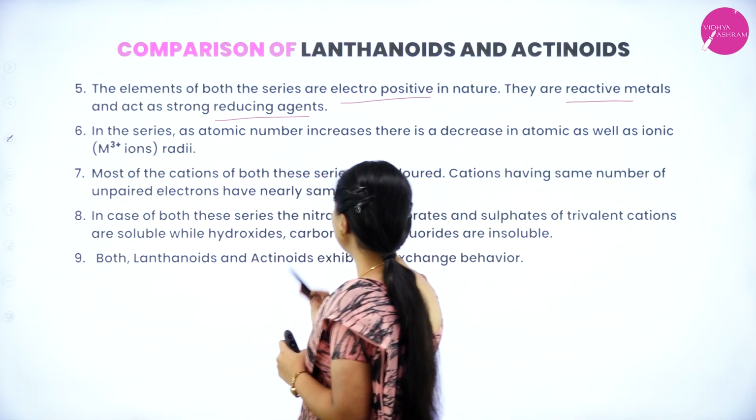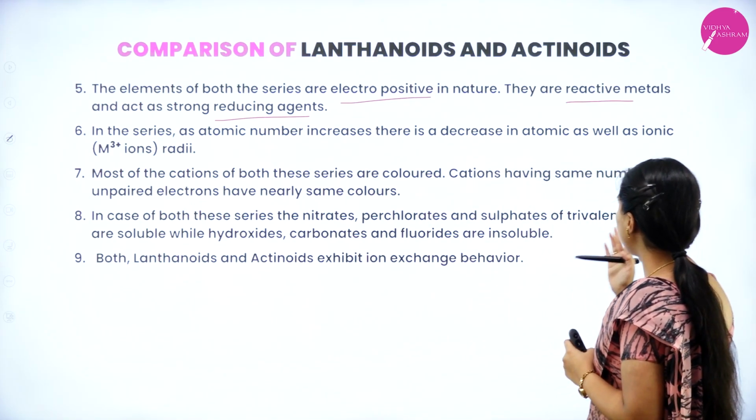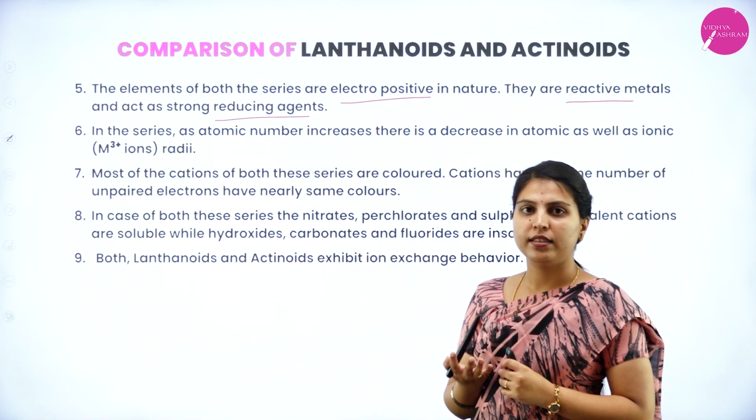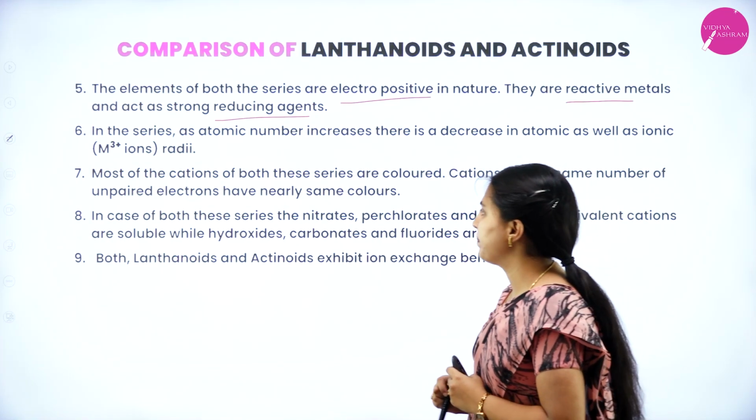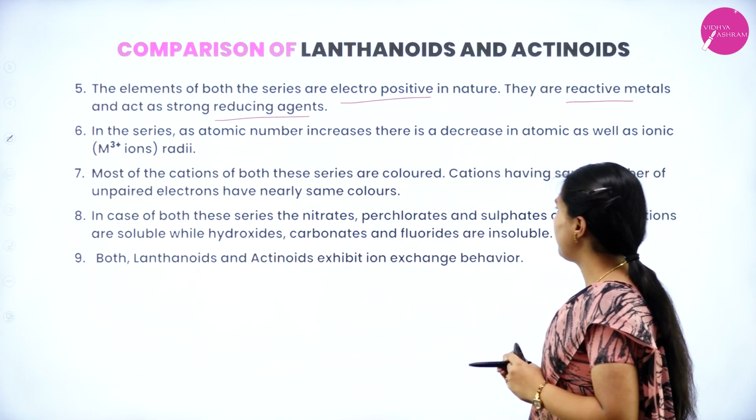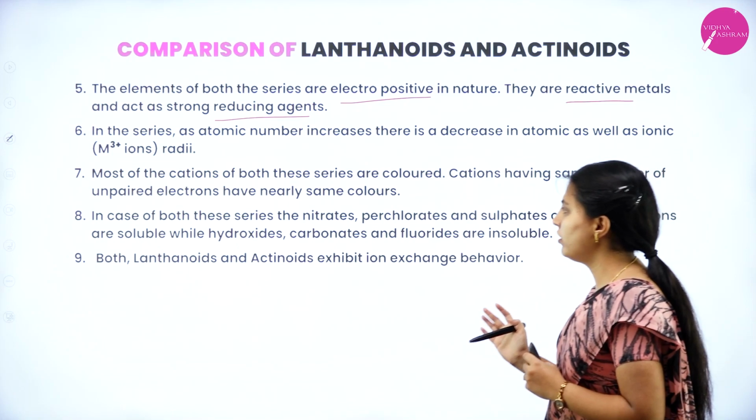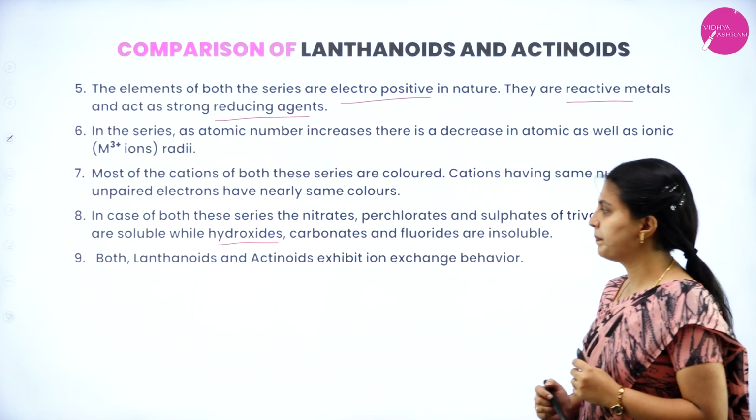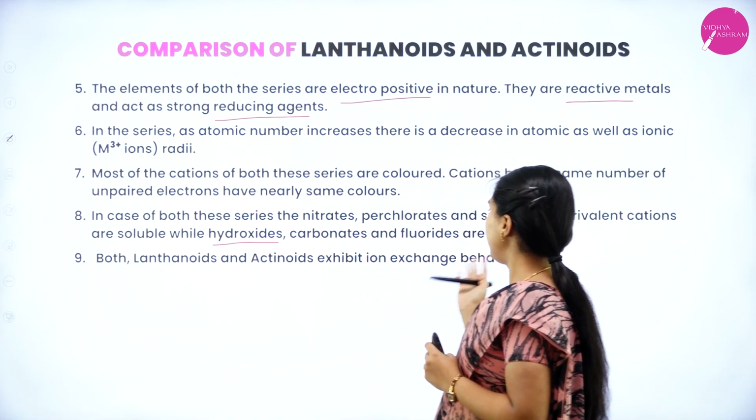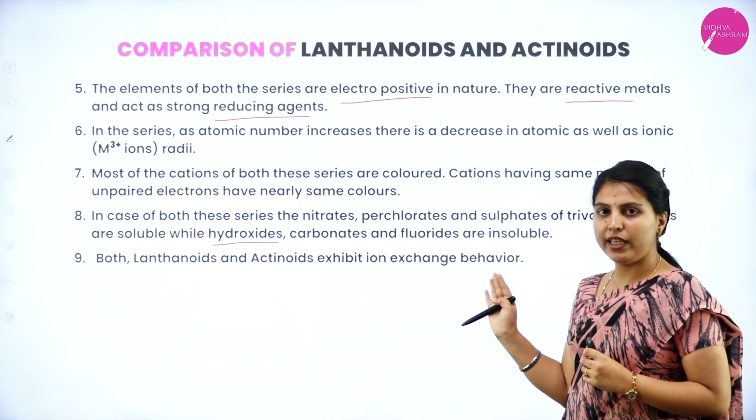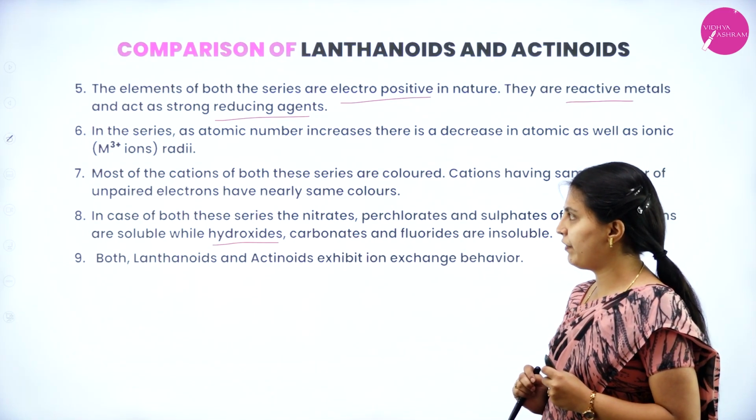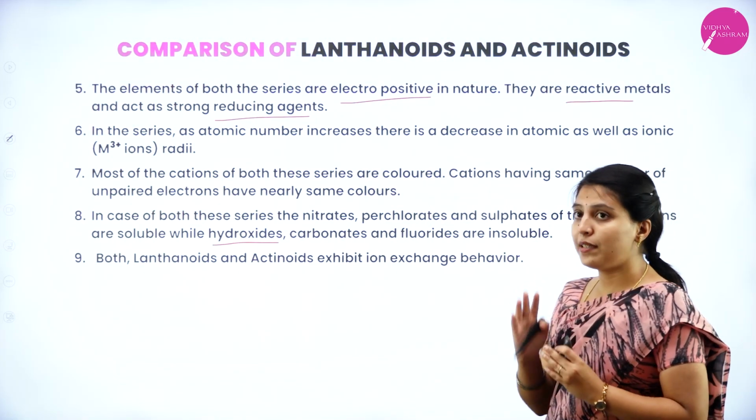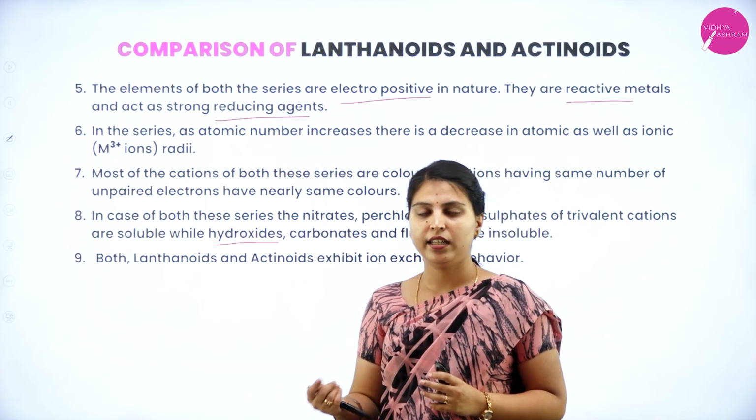Most of the cations of both these series are colored. Cations having the same number of unpaired electrons have nearly the same colors, so they show colored ions when unpaired electrons are present. In both these series, the nitrates, perchlorates and sulfates of trivalent cations are soluble, while hydroxides, carbonates and fluorides are insoluble. Both lanthanoids and actinoids exhibit ion exchange behavior, which you can observe here. These are the similarities between lanthanoids and actinoids.